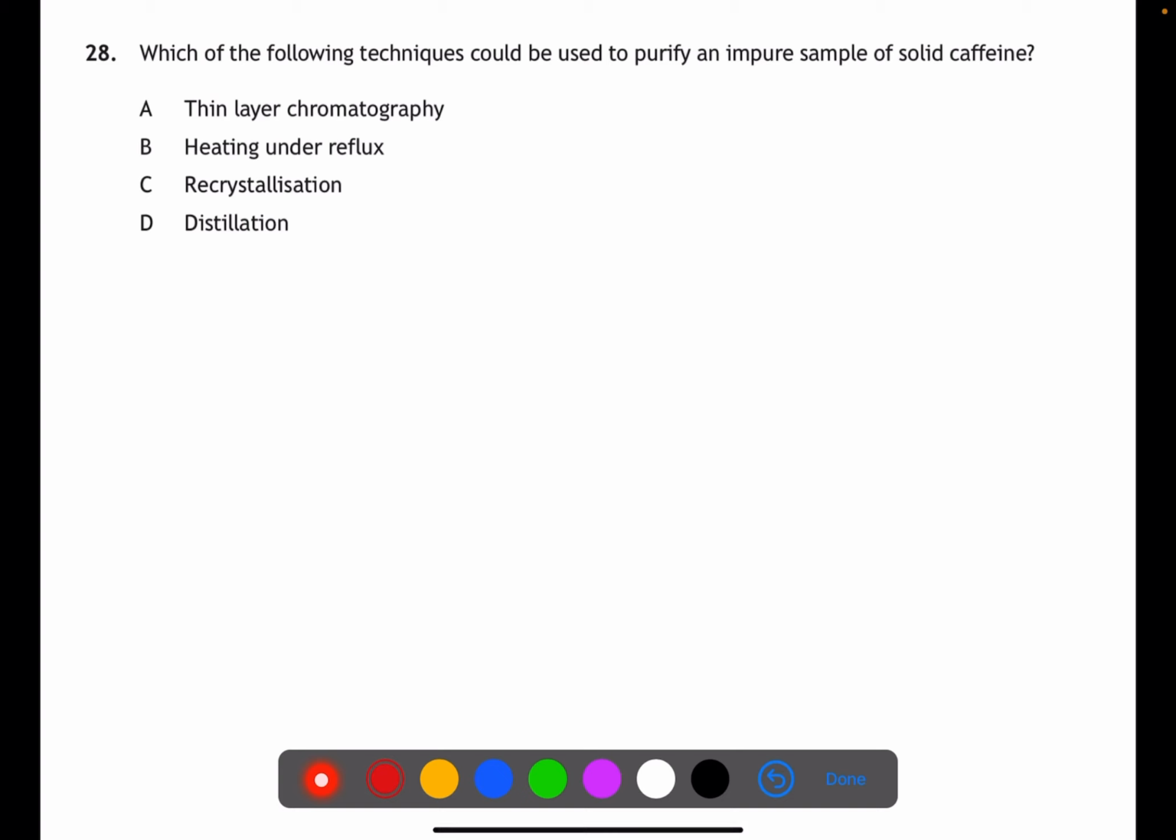Question 28. Which of the following techniques could be used to purify an impure sample of solid caffeine? Thin layer chromatography is used to work out if your sample is pure, but it isn't a purification technique. Heating under reflux is used for reactions to make things react over a longer period of time. Distillation is used as a separation technique of liquids, and recrystallization would be used to purify a solid such as caffeine.